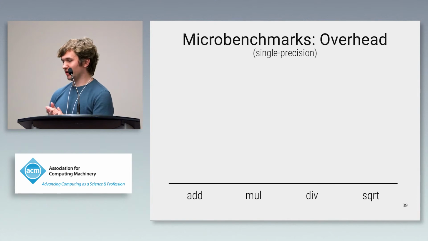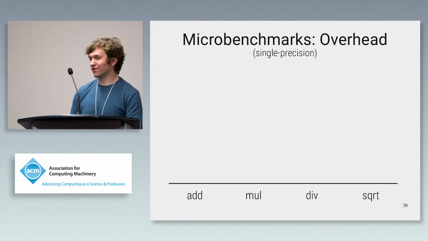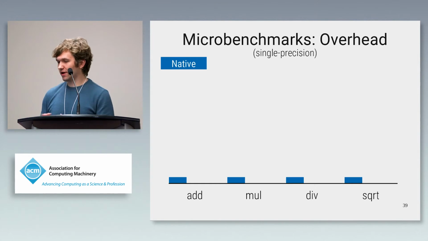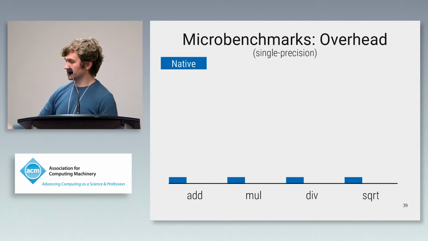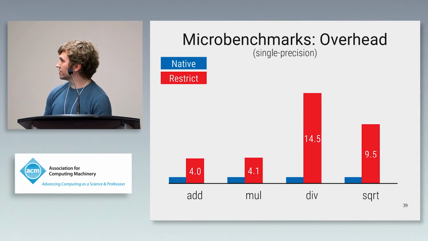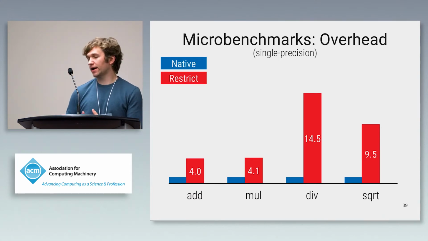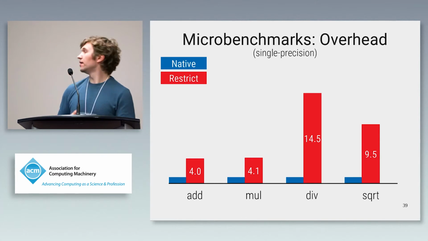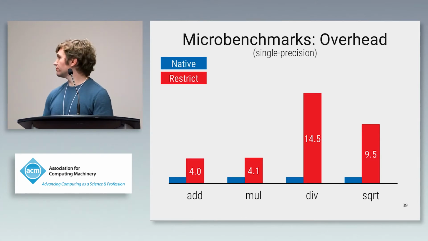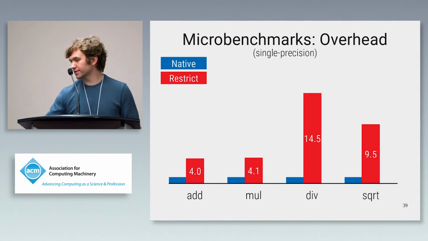Given that, let's talk about the overhead that these operations create. So to start off, these are microbenchmarks comparing the native speed here versus the speed of CTFP. The first one I'm going to show here is restrict. So you can see that we have about 4 times overhead on addition and multiply. The overhead on division is much higher, and this is because division has a very large number of special cases to handle. It's sort of the cross product of infinities and zeros and NaNs, and that adds a lot of overhead. Square root, similar, it's not as many special cases.